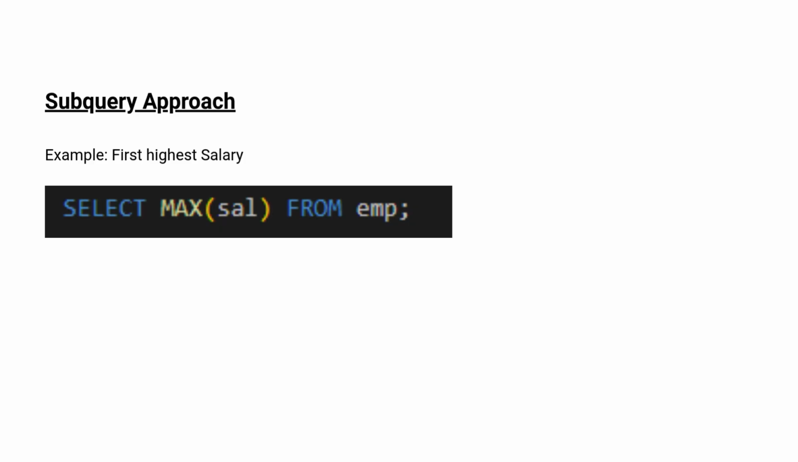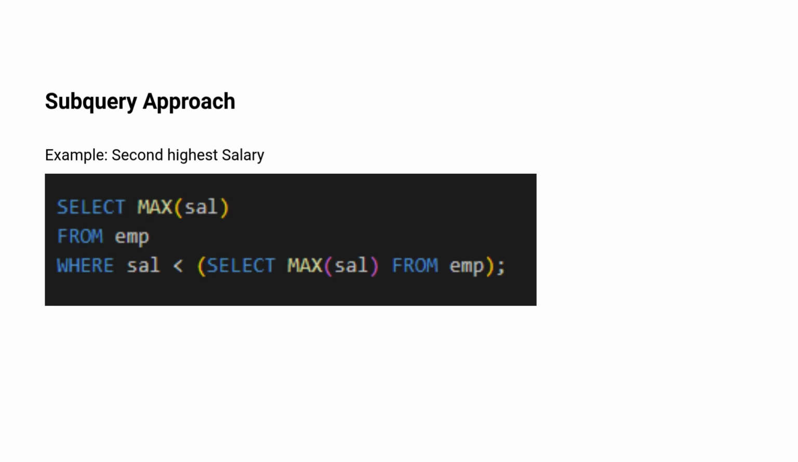Let's start with the first method, the simple subquery approach, where we have the select max salary from employee. This just grabs the maximum salary from the employee table, which is our first highest. So we can add the subquery. Now what about the second highest? Here we can add the subquery.